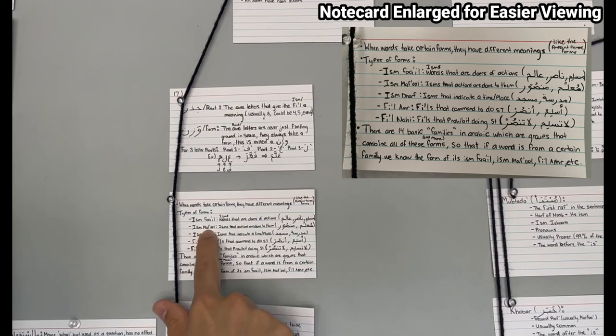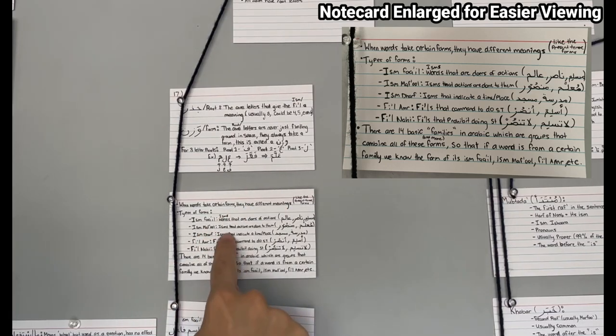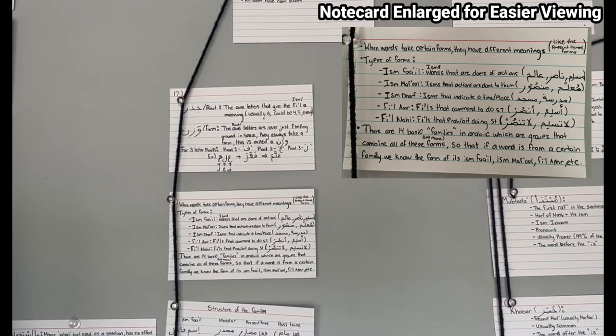Ism maf'ul. This is the opposite, pretty much. Isms that actions are done to them. So, for example, the word Mansur. Mansur means someone who is helped. If your name is Mansur, Nasara, like I said many times, means he helped. Mansur means a helped person, someone who is helped, aided. So that is an ism because of the form. It has a meaning of the action is done to them. The word mu'allam. Mu'allam means someone who's taught. So the action of teaching is done to him. That is ism maf'ul.